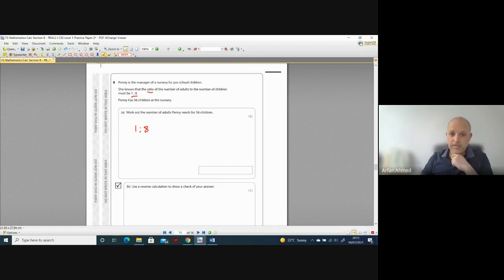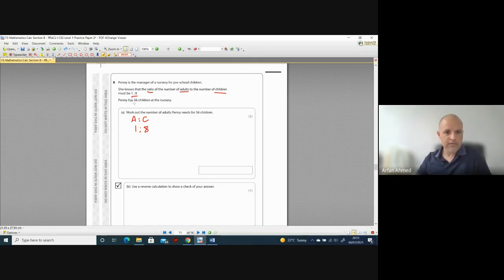What does the 1 represent? Well, the 1 is number of adults to number of children. It's the order that they tell you. And it's not always the case where you add the ratio. Every single time I say this, people assume, oh, I'm going to add the ratio and then divide it by that much and so on. It's not always the case. It totally depends. What information have they told you?